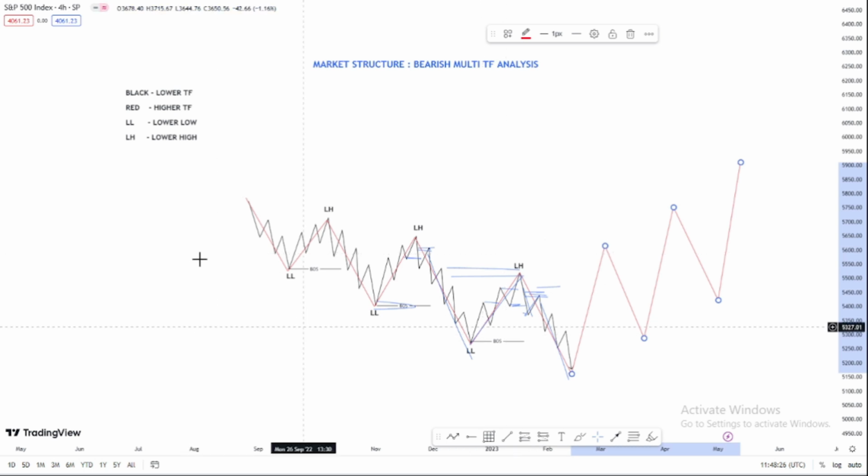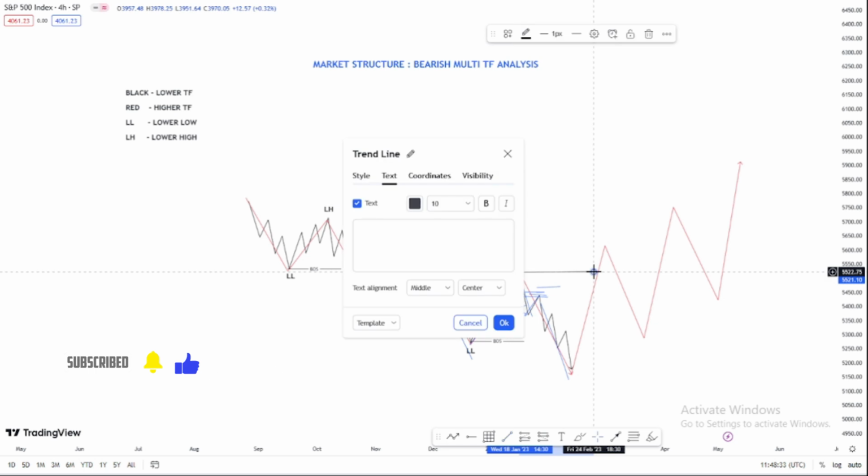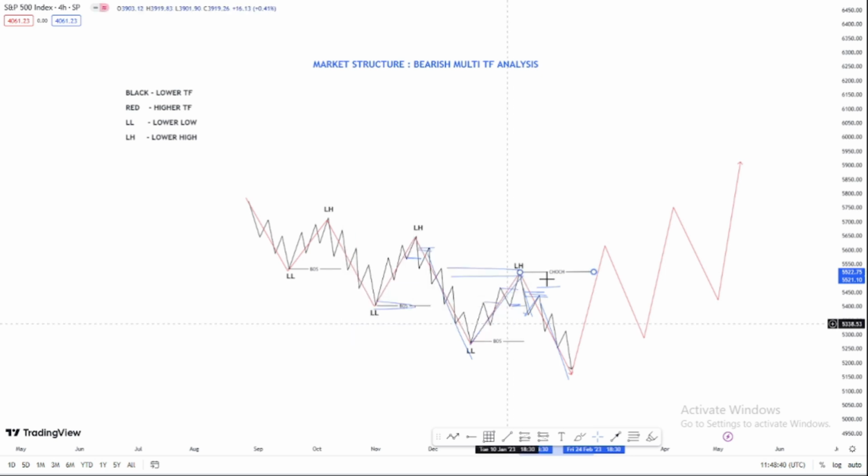So I was talking about this, right? Let's say now we have this as a change of character. I just want to identify that. The reason why this is a change of character is because the previous high that we had in the market was compromised. It was taken out, right?